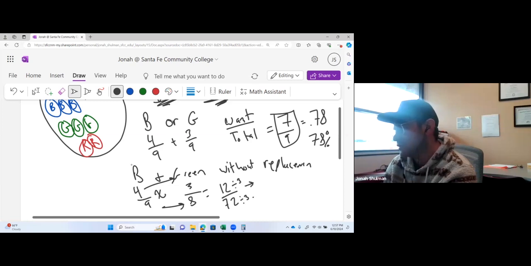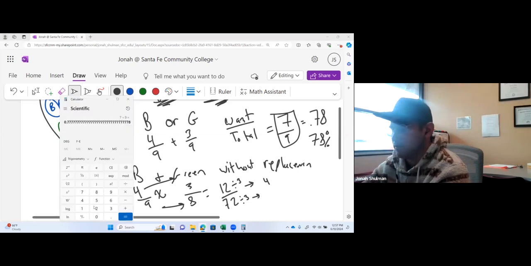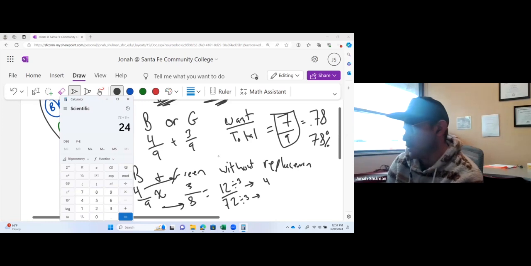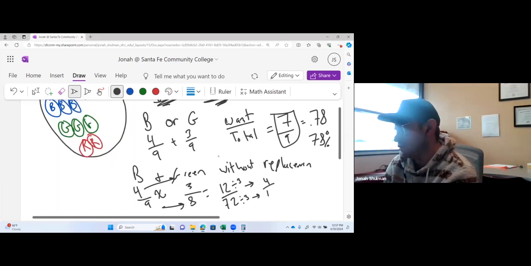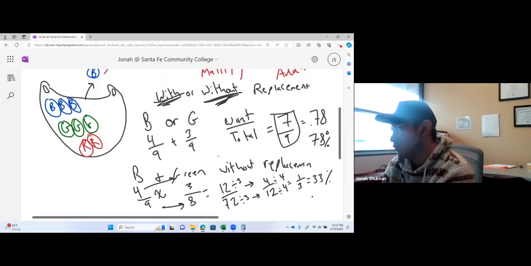That's just numeracy. So I know it's 4 over 72 divided by 3. Oops. 24. Oh, we can go again. I guess 12 goes in. Sorry about that. We can divide this by 4, divide this by 4, and we get 1/3, which is 33%, or 0.33.